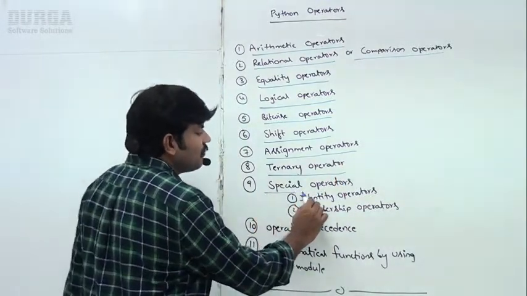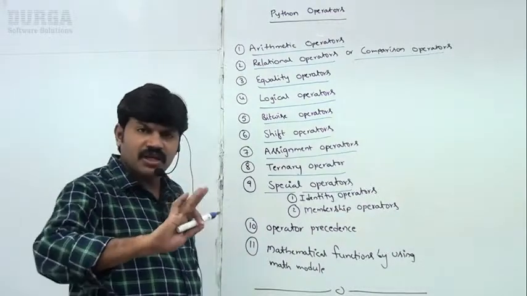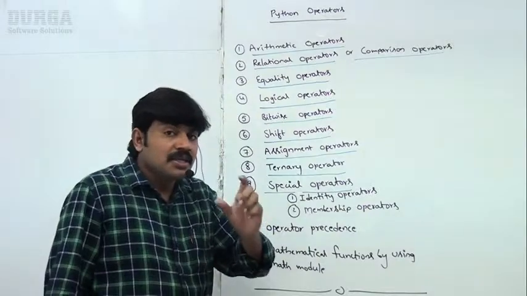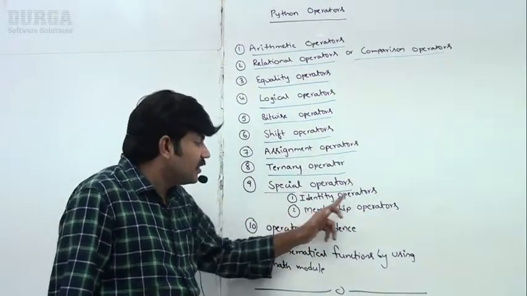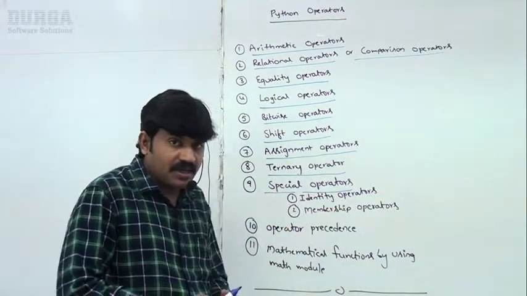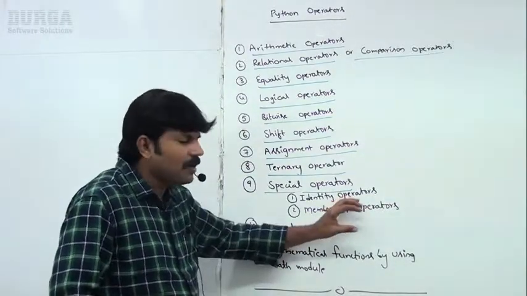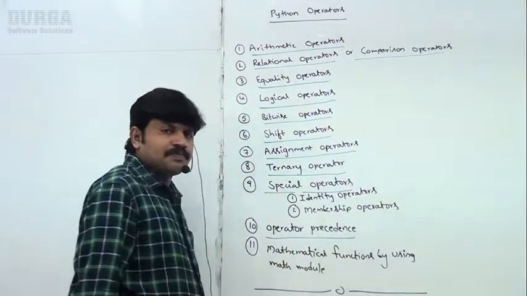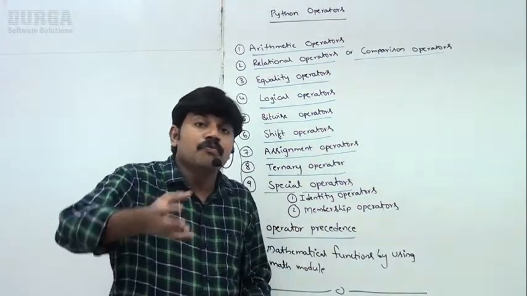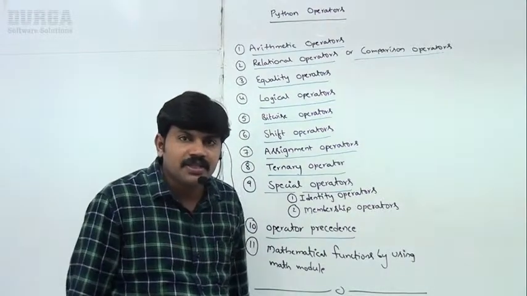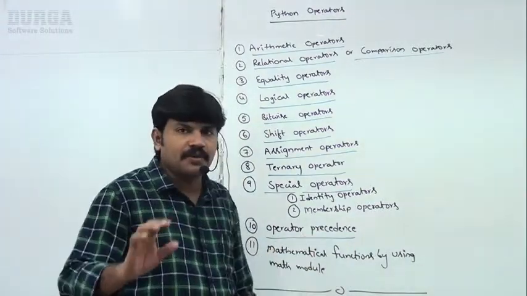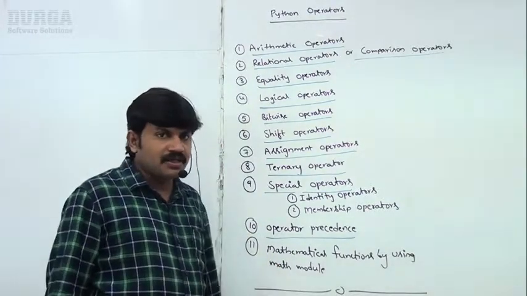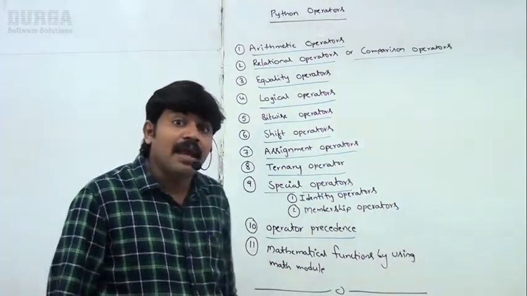Next, there are some special operators available which are not there in other languages: identity operators and membership operators, like not in. We will discuss them in detail. Next, operator precedence: if multiple operators are there, in which order these operators will be executed has to be decided. Next, for performing mathematical operations, there is one module named the math module.